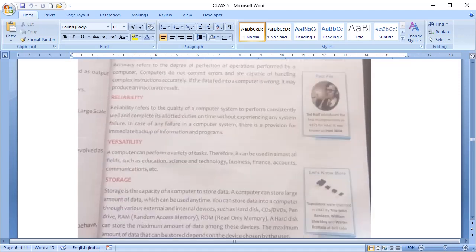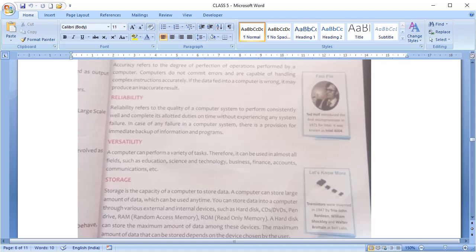Then comes versatility, which means how many varieties of tasks a computer can do. We all know that computers are used in many fields such as education, science and technology, business, finance, accounts, communication, etc. We can use these computers from our home to watch movies and listen to music, and scientists can use these for their research work.